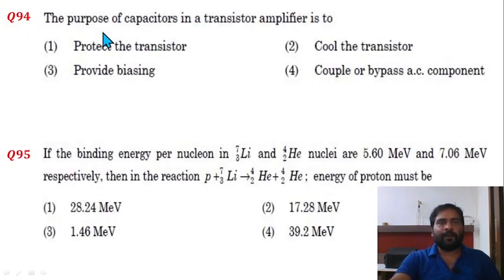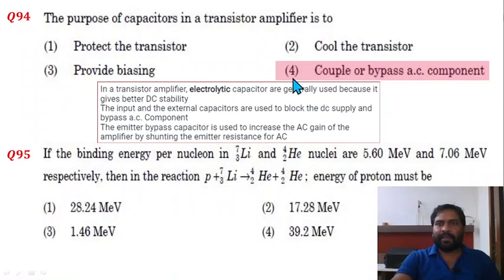Question 94. The purpose of capacitors in a transistor amplifier is to? Option 4 is correct. Couple or bypass AC component. Question 95. If the binding energy per nucleon in 3,7 lithium and 2,4 helium nuclei are 5.60 mega electron volt and 7.06 mega electron volt respectively, then in the reaction P plus 3,7 lithium to 2,4 helium plus 2,4 helium, energy of proton must be?